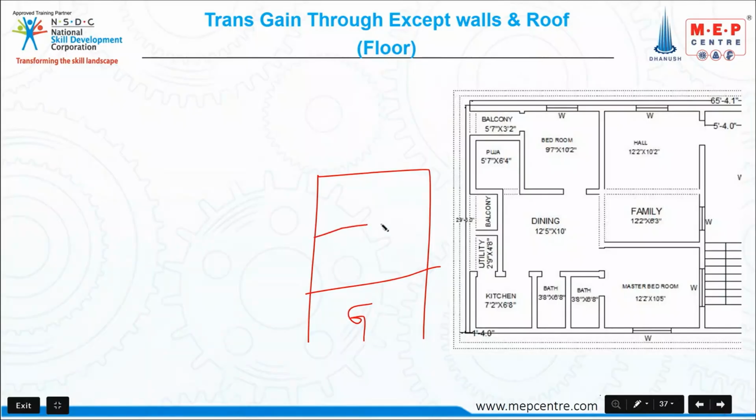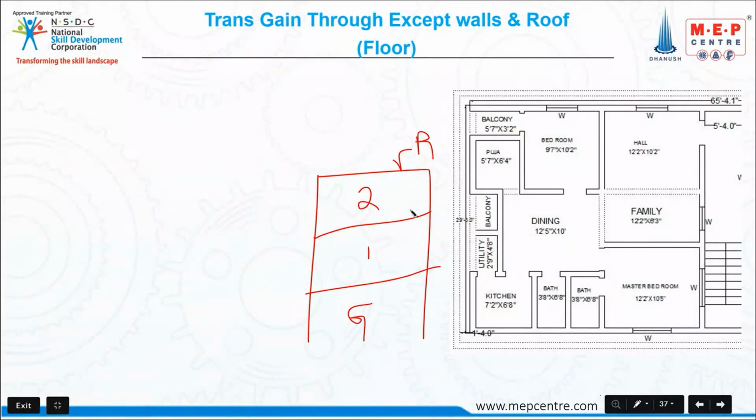This is ground. This is first. And this is second. Always the top floor will have a roof, right? Yesterday we have cleared this. Okay. Now I am in the second floor.